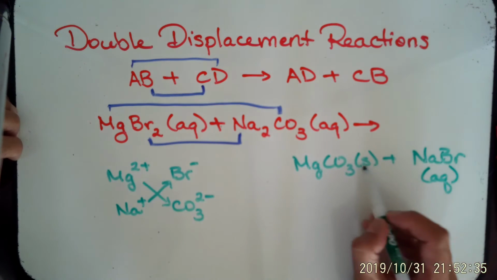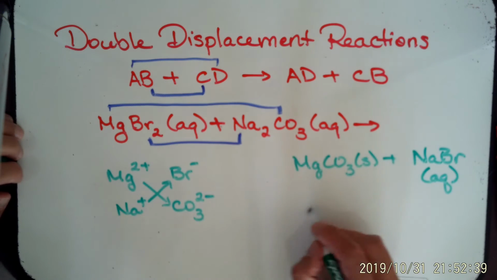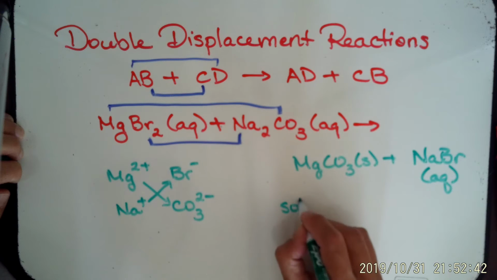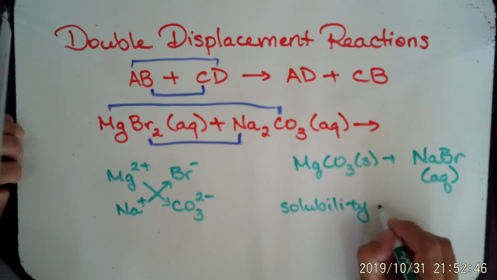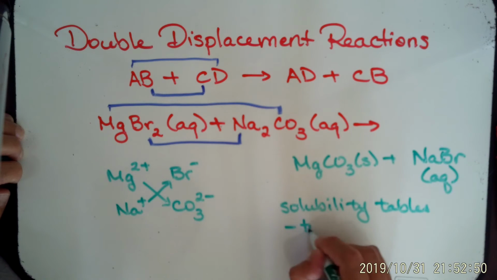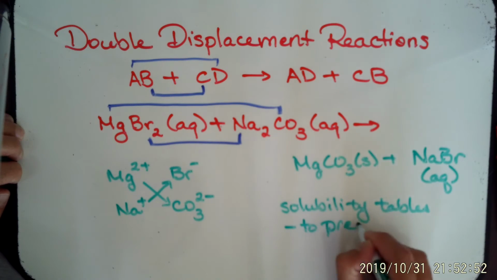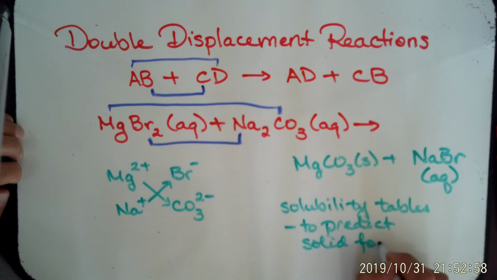Okay? So, when we do these types of tables, you're going to be looking up what we call solubility tables to see whether or not you're going to form a solid, to predict solid formation. And what happens is that anything that's insoluble is going to form a solid.